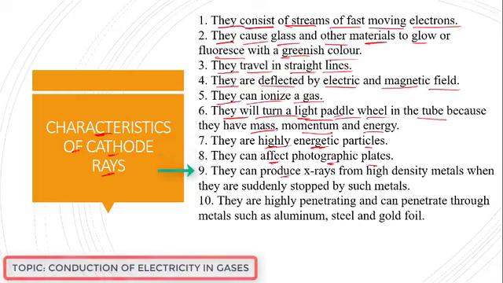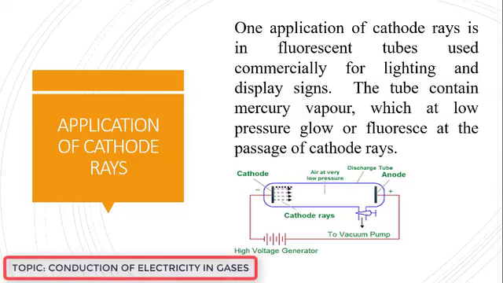Ninthly, they are capable of producing X-rays from what we call high density metals when they are suddenly stopped by such metals. So when they hit high density metals, they have the capability to produce X-rays. And then finally, a characteristic of cathode rays is that they have what we call high penetrating power. They have the ability to penetrate through strong metals such as aluminium, steel, and gold foil. So these are the characteristics of cathode rays.